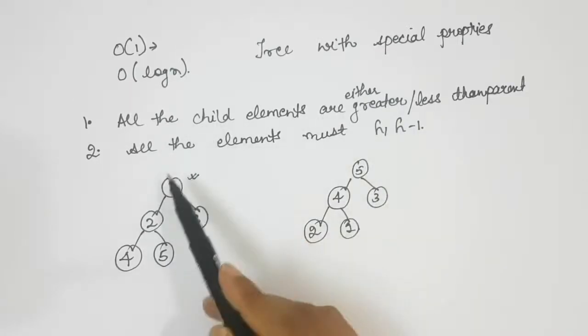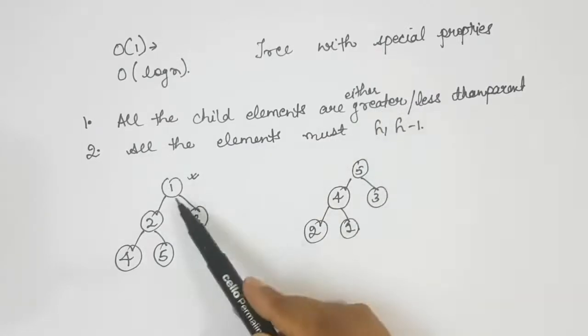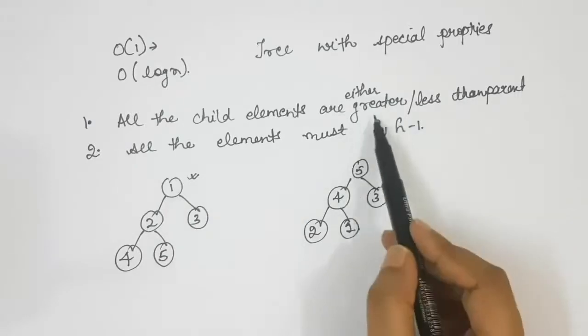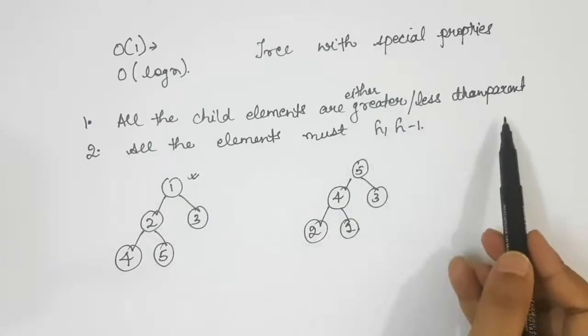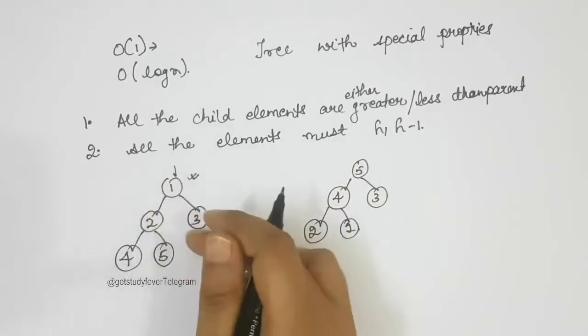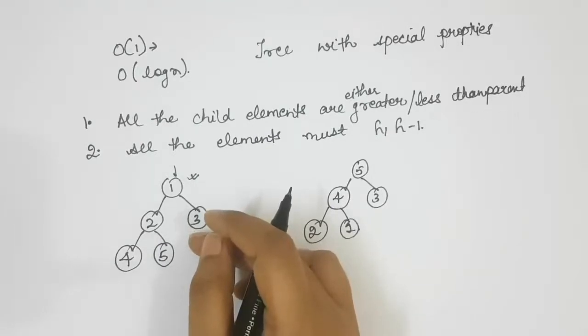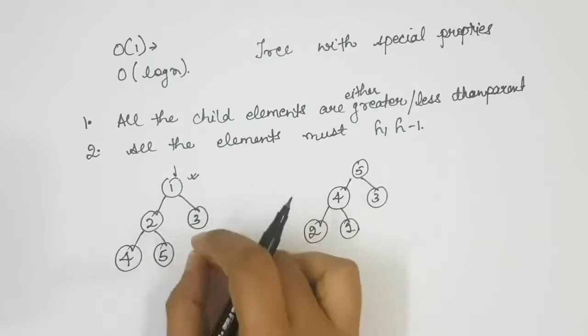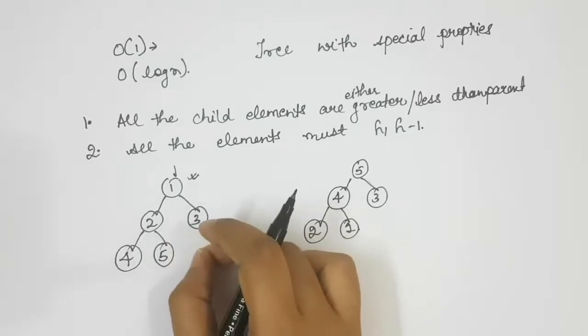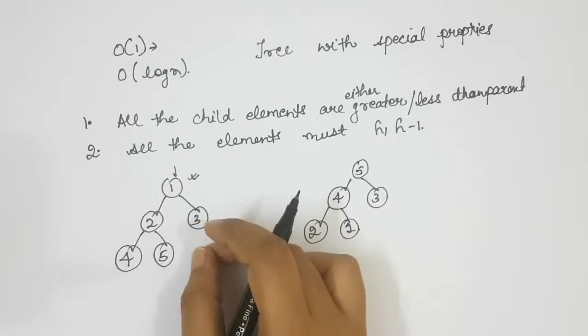As you can see, all the child elements should be either greater or lesser than the parent. One more thing: if I am saying either greater or lesser than the parent, it means that if this element is greater than the child elements, then the rest of the tree should also follow the same norm. Either all the child elements should be greater than the parents in a particular tree, or all the child elements should be lesser than the parent. It should not happen that some are greater and some are lesser. Either all the children are greater, or all the children have a lesser value than the parent.